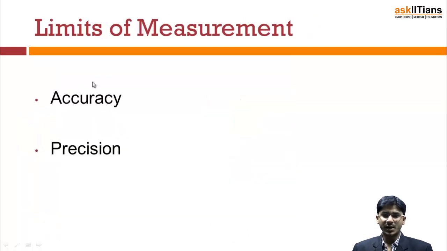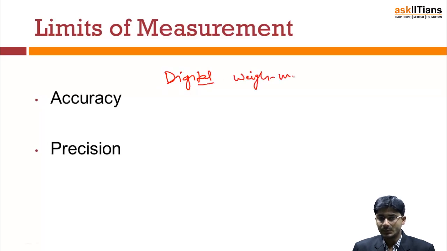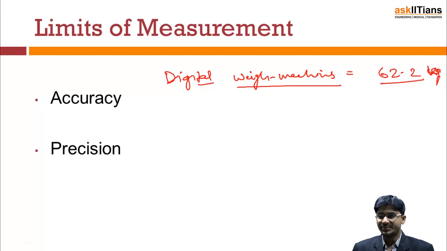Now, the limits of measurement. We have been measuring, like taking the mass of a body in a balance that you have seen, and then we measure with the help of rulers. So we have done various kinds of measurements in our daily life. Now if you have seen the digital weighing machines, they show your weight as something like 62.2 kg.